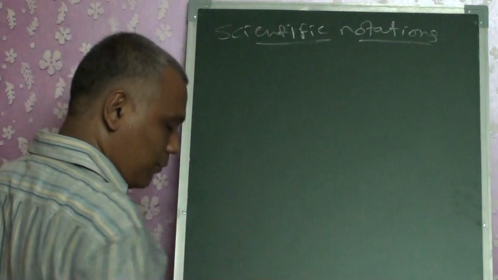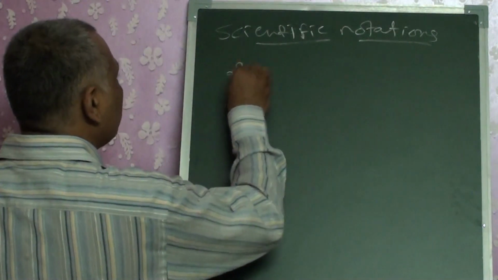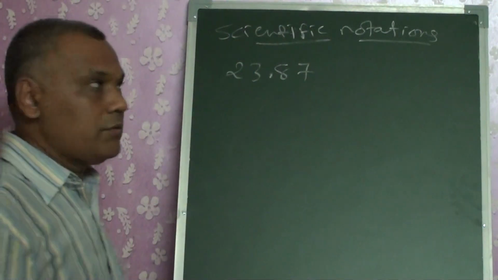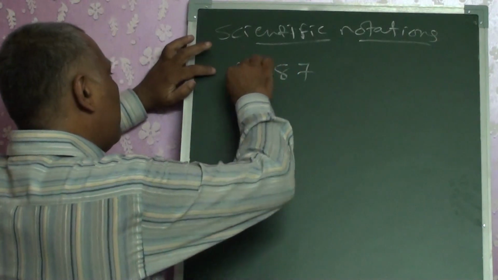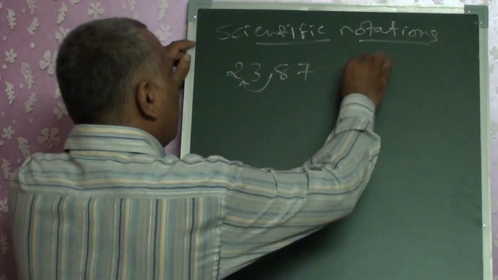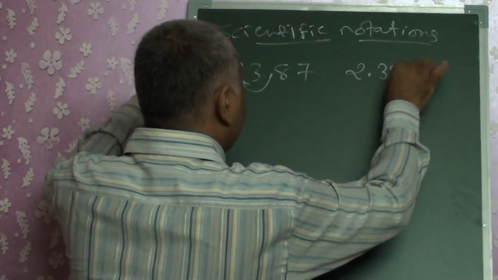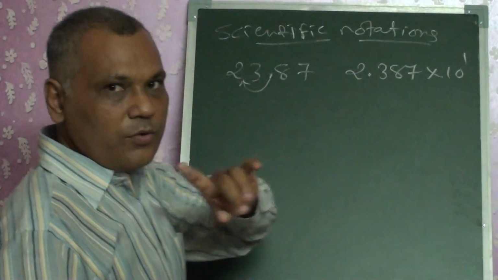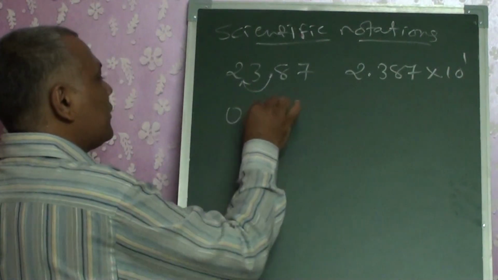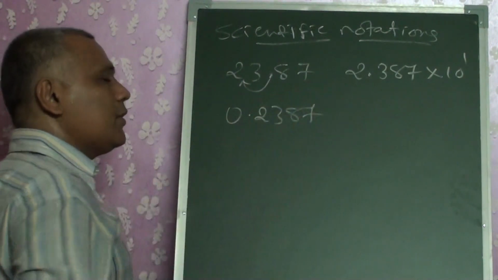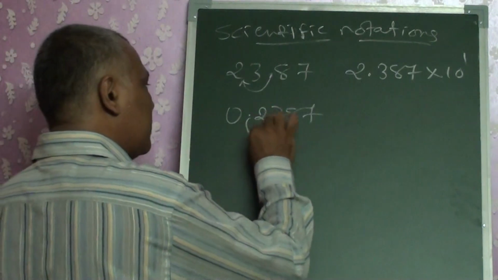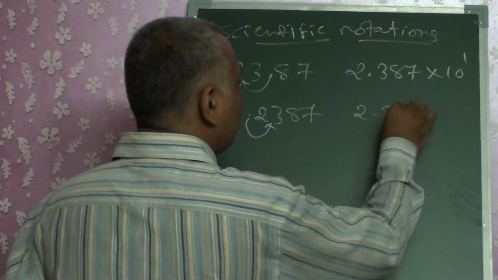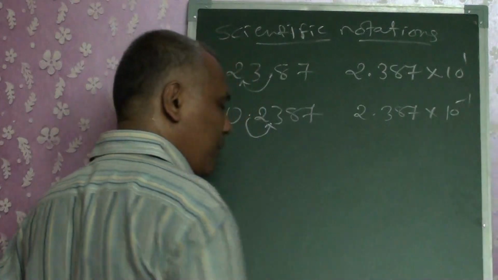Let's take another example. If the number given to us is 23.87, what will be its scientific notation? Your decimal should be moved to the left hand side, so your answer will be 2.387 times 10 raised to 1. Similarly, if it is given as 2387, then my decimal is going to move to the right hand side, so my answer will be in the form of 10 raised to minus 1.